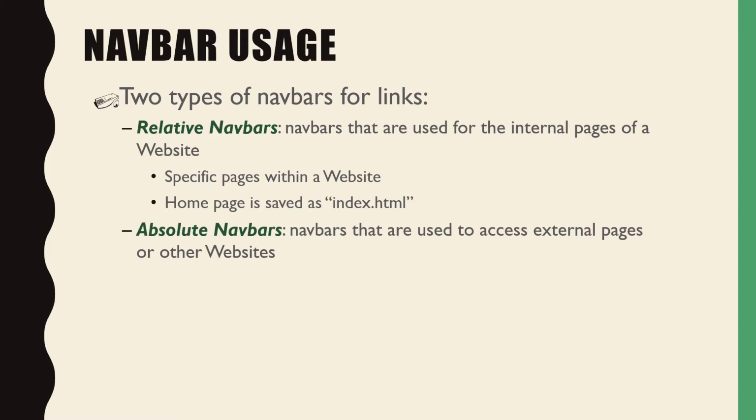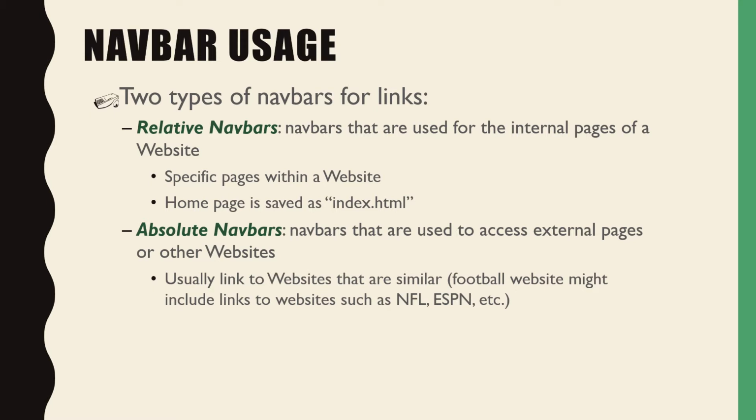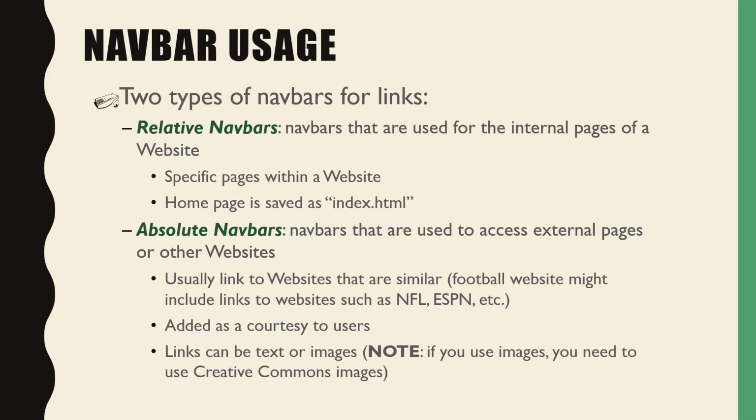There's also absolute navbars. Absolute navbars are links that access external pages to other websites. Usually these websites are similar. For example, a football website might include links to websites such as NFL and ESPN. They're usually added to a website as a courtesy to users. The links can be text or images for your absolute navbars. If you use images, you need to make sure you use Creative Commons images.